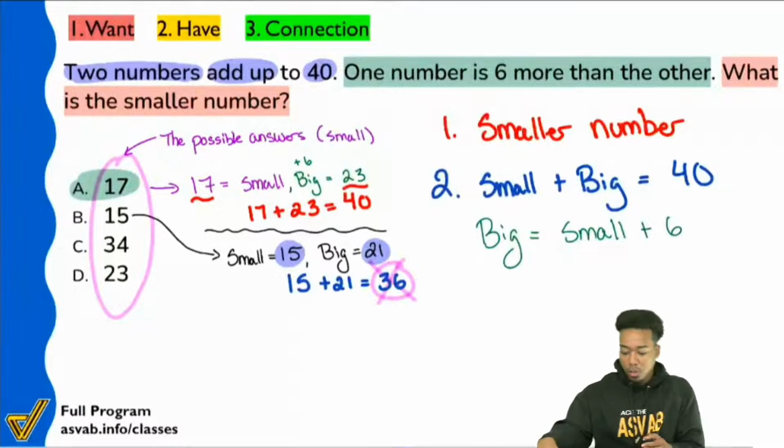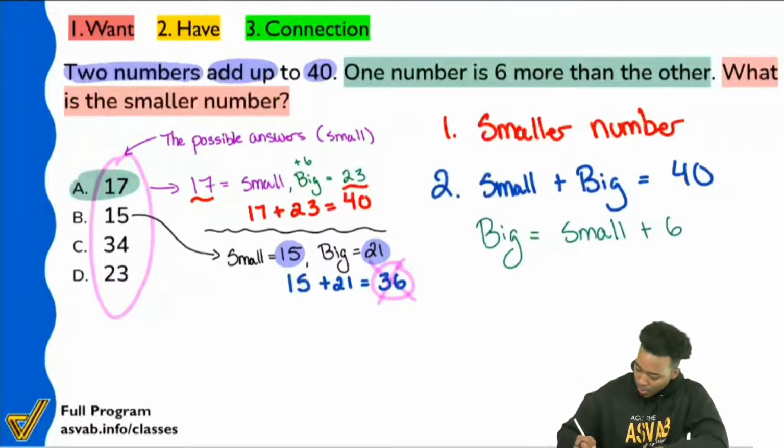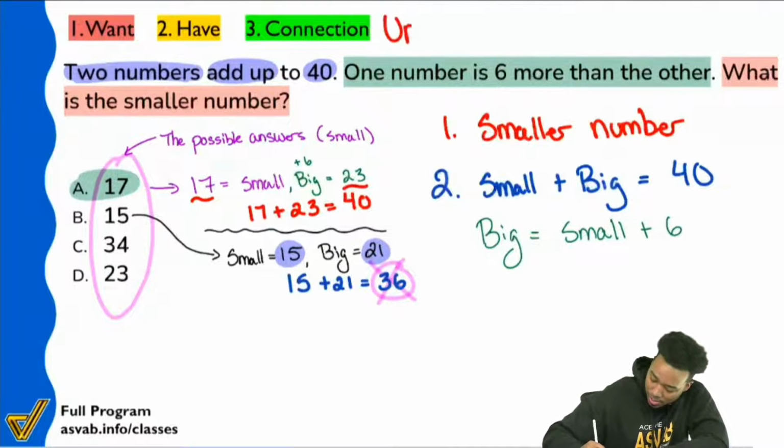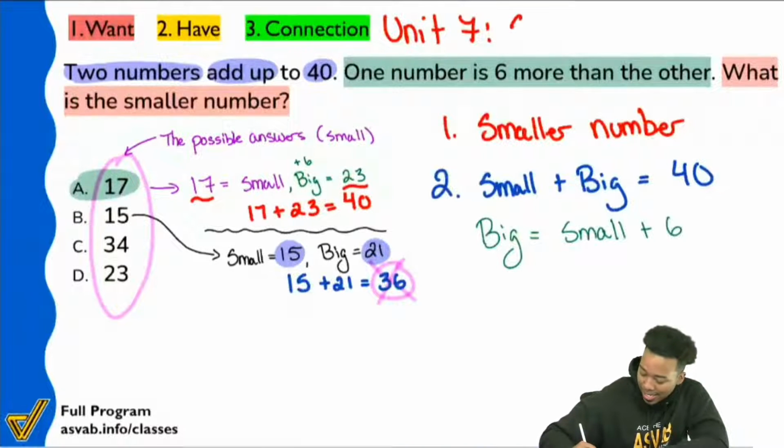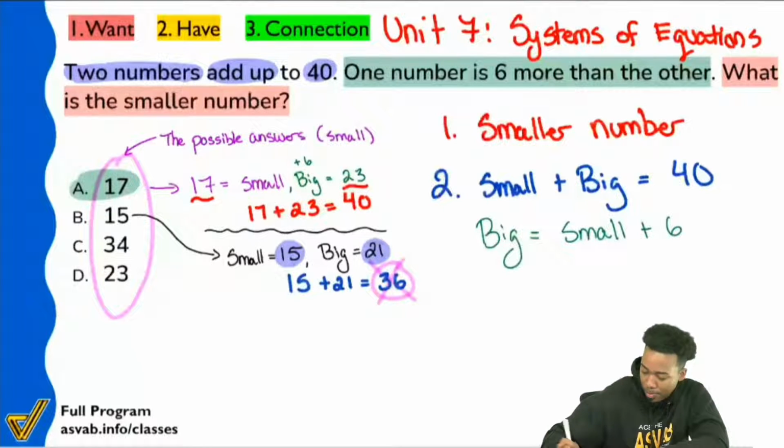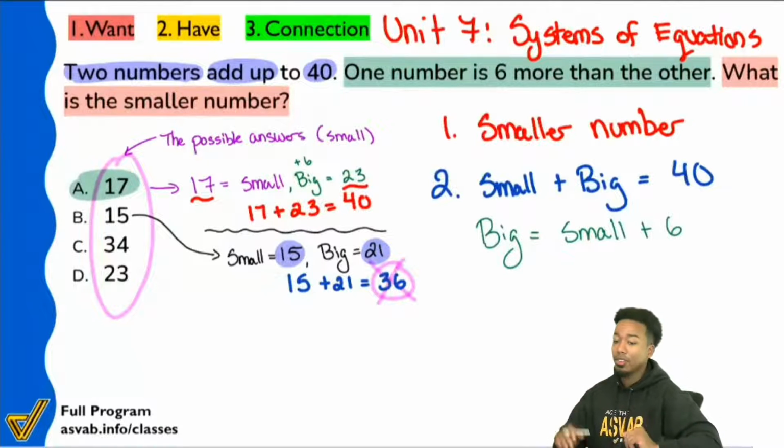Sounds good. And so for those of us asking, the name of this unit is Unit 7 for arithmetic reasoning. This is systems of equations. This is one of the harder topics on the ASVAB, but definitely a rewarding one if you know how to get it done, because it can show up in a lot of different topics.